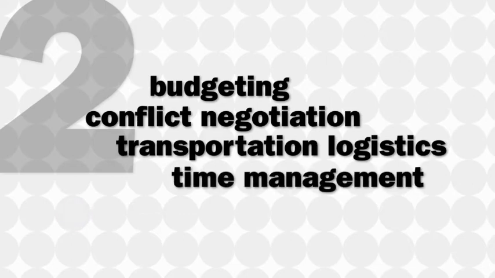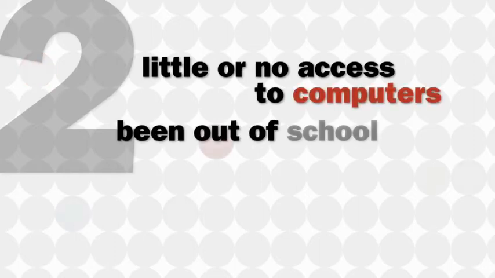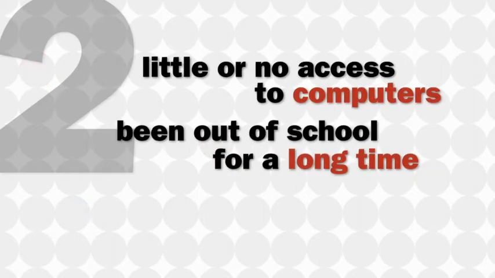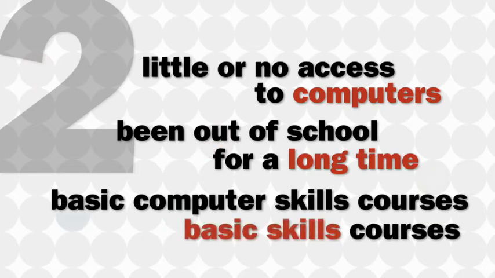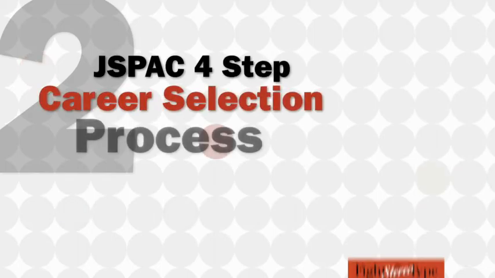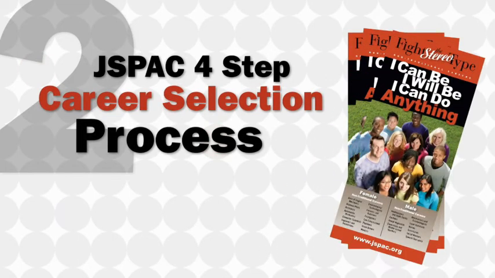In addition, many of these students may have had little or no access to computers and have been out of school for a long time. This presents another barrier. Because of this, these students may need basic computer skills courses as well as basic skills courses. When selecting a career, it is important that these students utilize the JSPAC 4-step career selection process available on the JSPAC website.